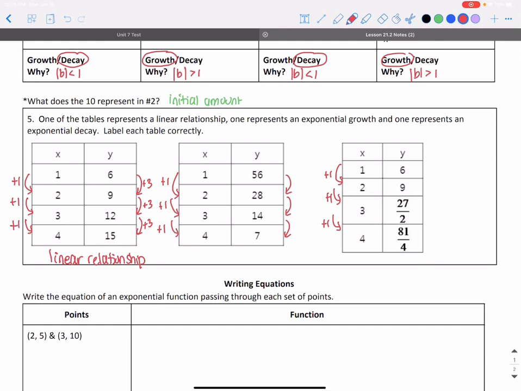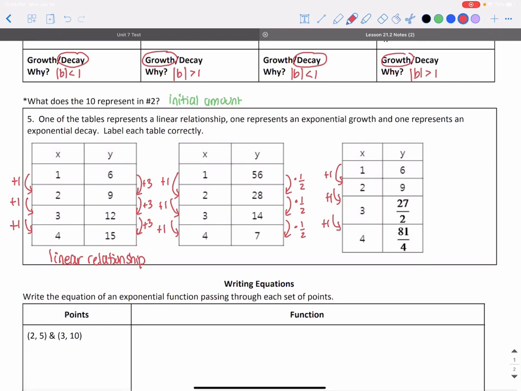So I'm going to try division instead. Can I find a pattern with division? Well, 56 divided by 2 gives me 28. 28 divided by 2 gives me 14. 14 divided by 2 gives me 7. So what I'm doing is dividing by 2 each time, or I'm going to talk about this in terms of multiplication. So I'm actually multiplying by 1/2 as I go from ordered pair to ordered pair for y.